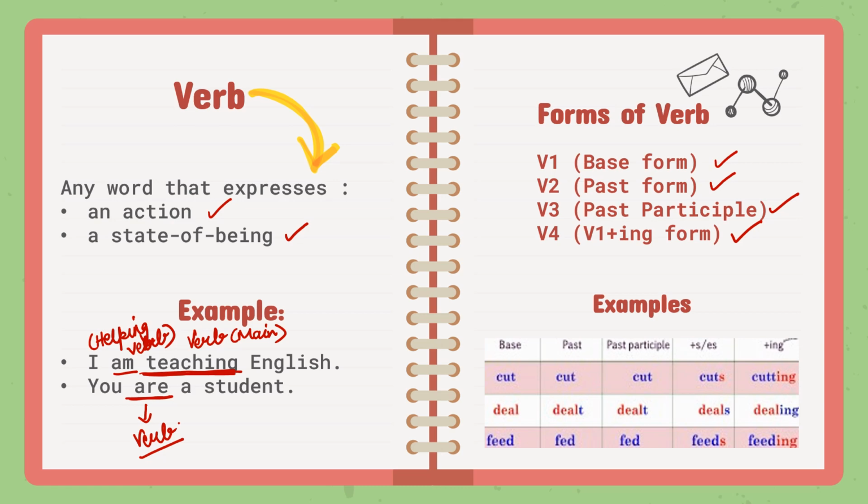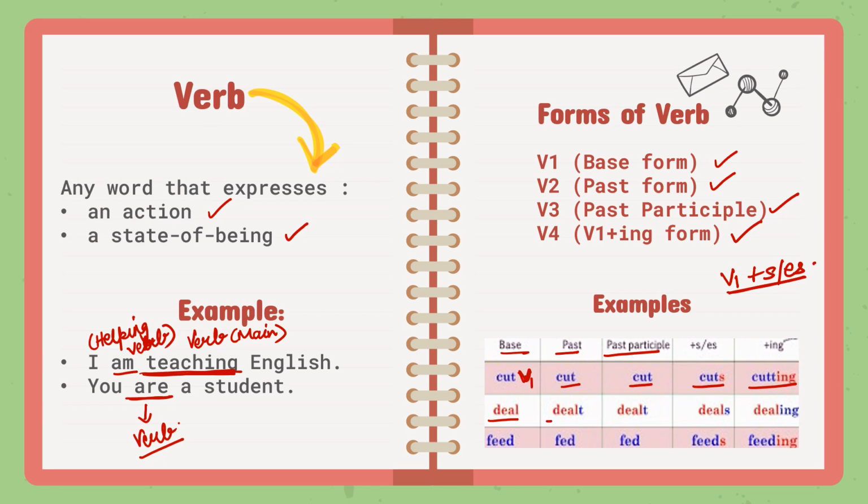Let's take a few examples. Cut. This is first form of verb, which is also known as base form. The past form, that is second form of this verb, is cut. And the past participle, third form, is also cut. Then we also have S or ES form of verb, which is V1, that is base form plus S or ES. This form is used in present simple tense, which we will see later. So the S or ES form will be cuts, and the fourth form, that is V1 plus ing form, will be cutting.